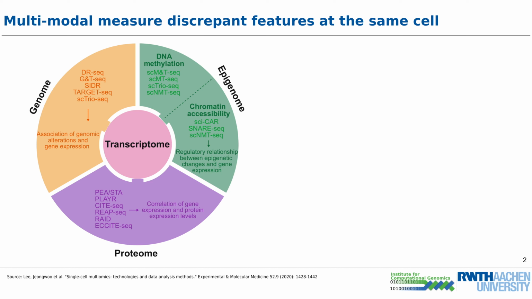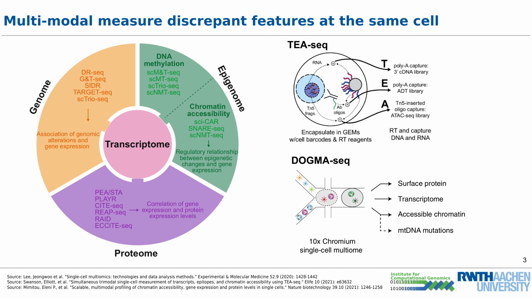With the development of single-cell sequencing techniques, nowadays, we are able to simultaneously measure two modalities in the same cell, like simultaneously measuring transcriptome and genome, or with proteome or epigenome. We can even measure more than 3 modalities in the same cell. For example, TEA-seq enables us to measure 3 modalities, and DOGMA-seq can even measure 4 types of features.